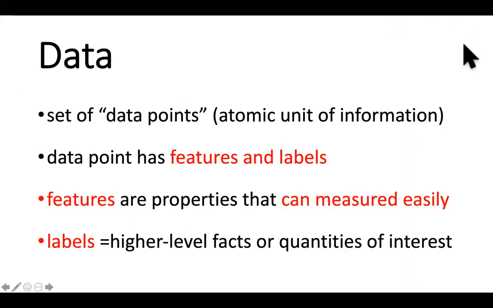First, data. Data is a set of small units of information, which we call data points. Each data point has certain properties. Some of them we call features. Features are those properties we can measure easily. And another type of property is some high-level fact or quantity of interest, which we call label.